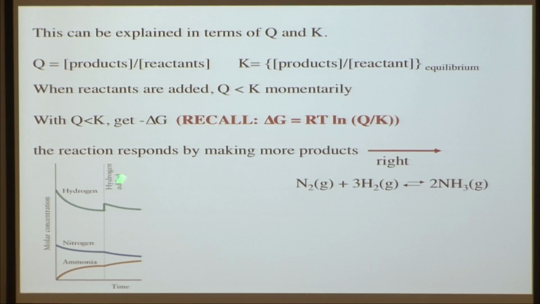And you saw that over here. It's shifting toward products. You're using up the hydrogen. You're using up the nitrogen. You're trying to return to an equilibrium condition.